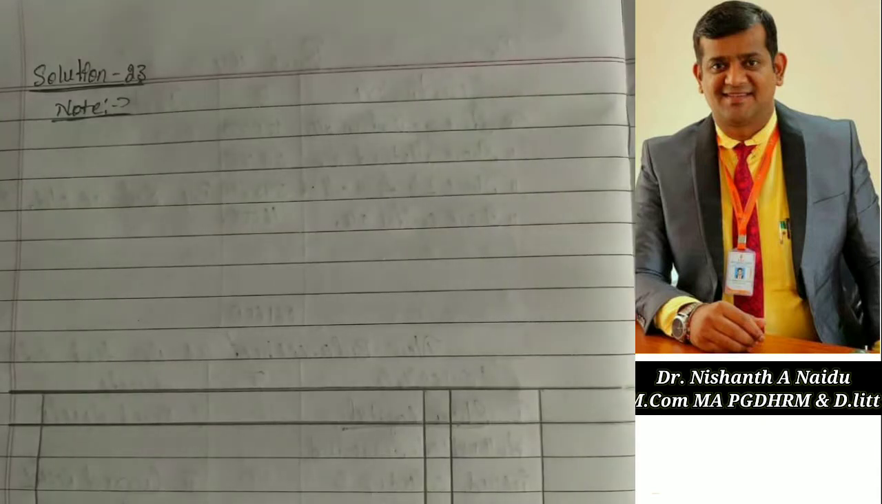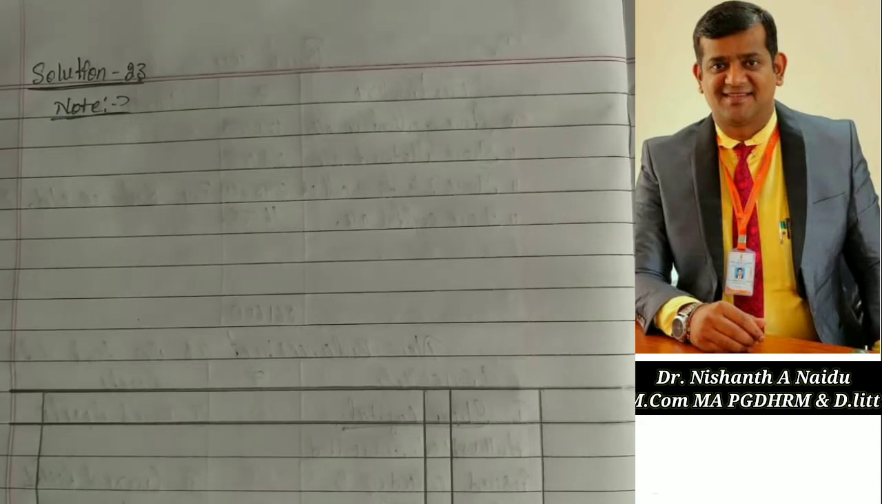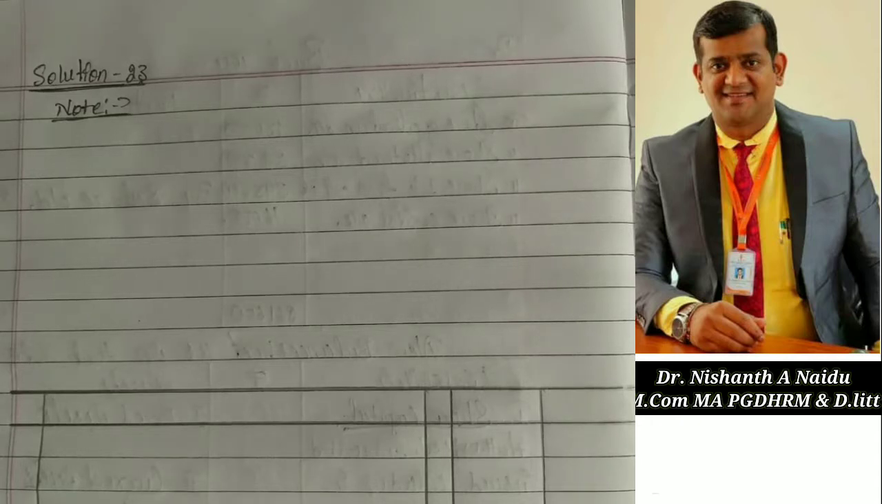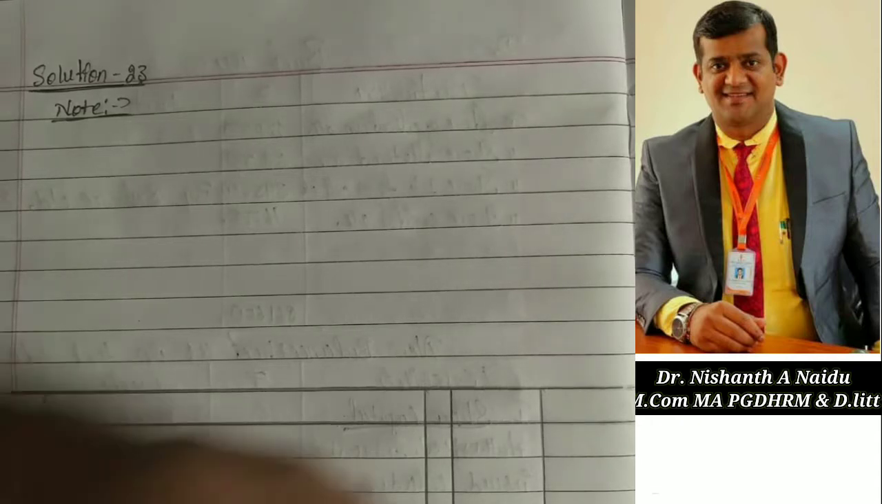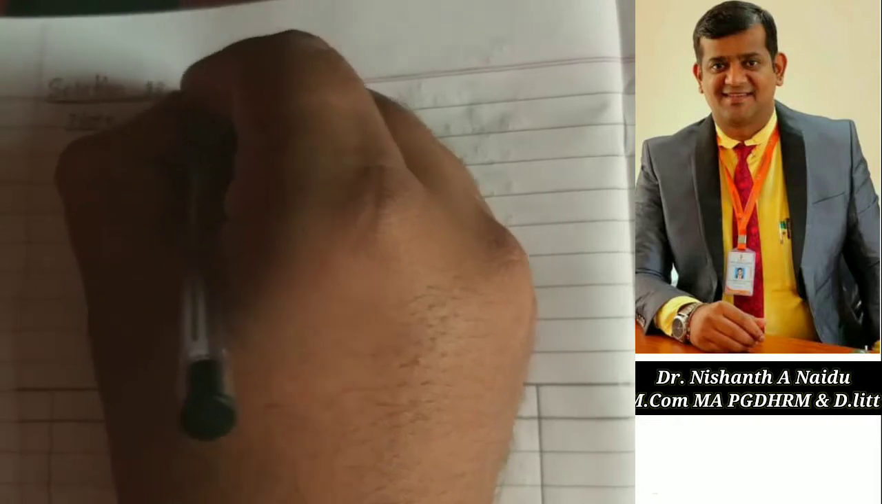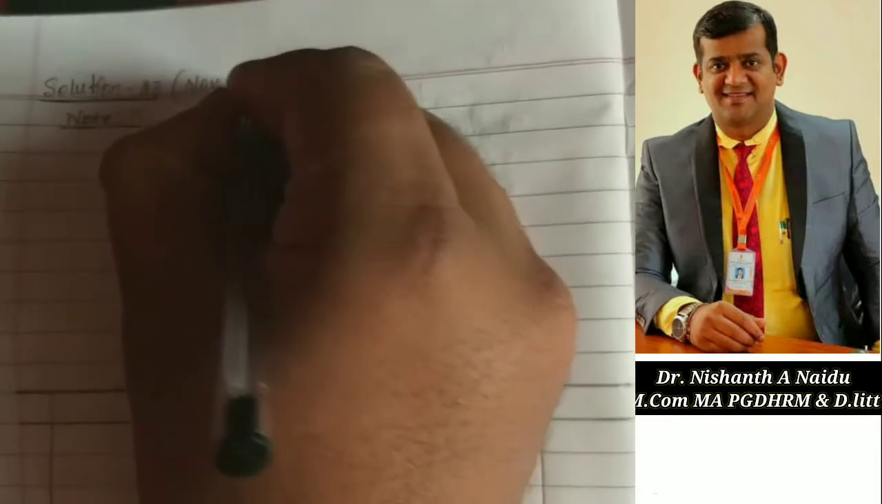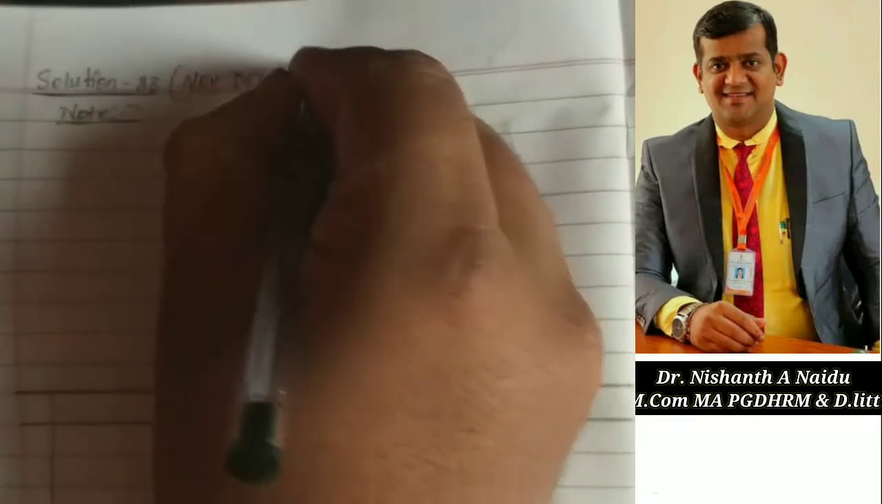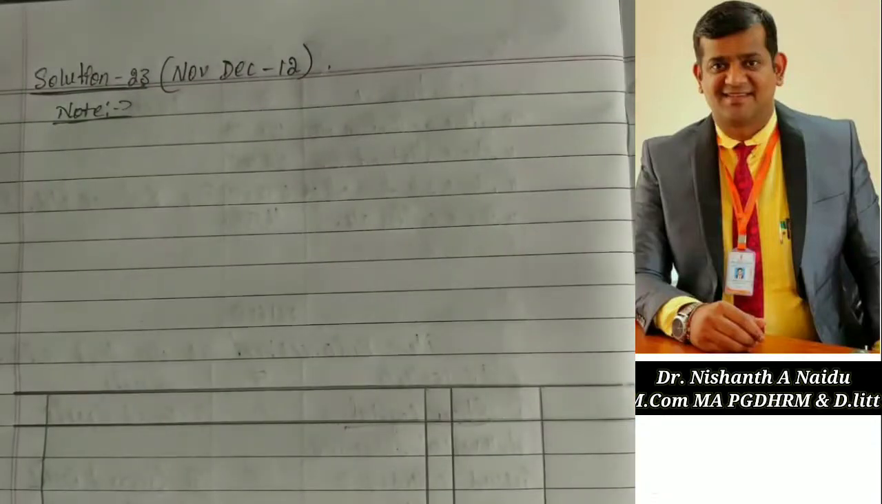So now let us start the solution for illustration number 23. That is Mayura Company Limited. This problem was asked in November December 2012. I'll tell you at the time of solving the problem. November December 2012, University of Mysore BCom question paper, it has been asked.